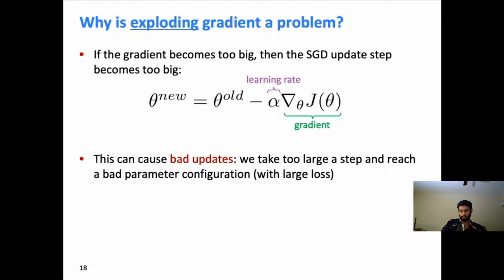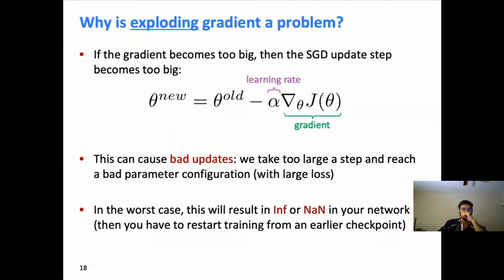So in the worst case, this can often manifest as seeing infinities or NaNs, not a number, in your network when you're training it in practice. This can happen because if you take such a big step that you update your parameters so much that now they're infinity or minus infinity, then you're going to have all of these infinities within your activations as well, and then all of your losses are going to be infinity, and the whole thing just isn't going to work at all. So it's very annoying when this happens, and unfortunately it happens fairly often. And if it does, then you have to essentially restart training from some earlier checkpoint before you got the NaNs and the infinities, because there's no salvaging it from its new state.